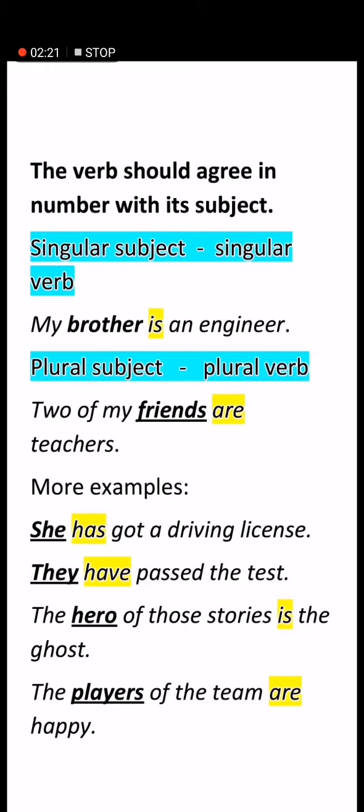So again I say, the verb should agree in number with its subject. Singular subject should have singular verb. My brother is an engineer. Brother is. While when we have a plural subject, it should take a plural verb. Two of my friends are teachers. Friends are. Of course, I'm talking about the present simple tense.